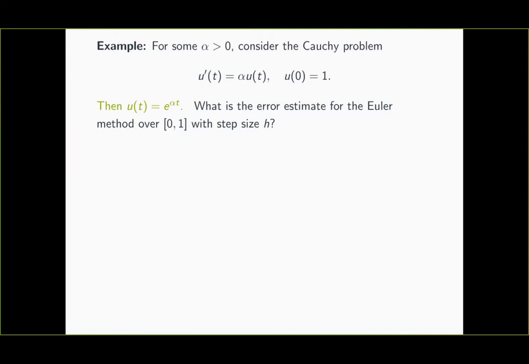In order to put a bit more life into that error estimate, let us discuss two more examples. Let alpha be a positive constant and consider the Cauchy problem u'(t) = alpha times u(t) with initial condition u(0) = 1. By this point, you should all know the solution to that differential equation, to that Cauchy problem. Namely, the solution is u(t) = exp(alpha t).